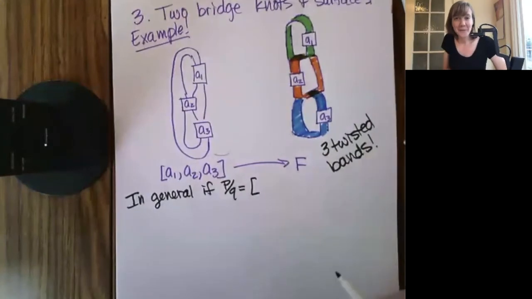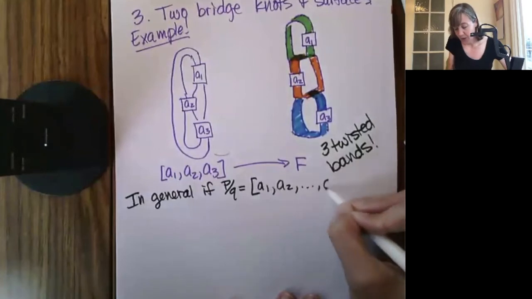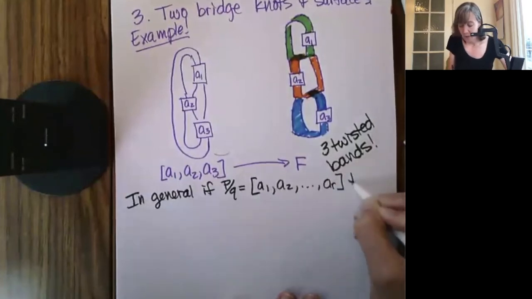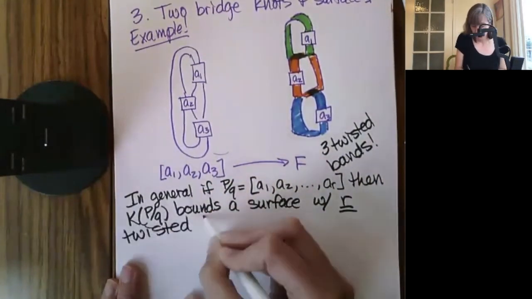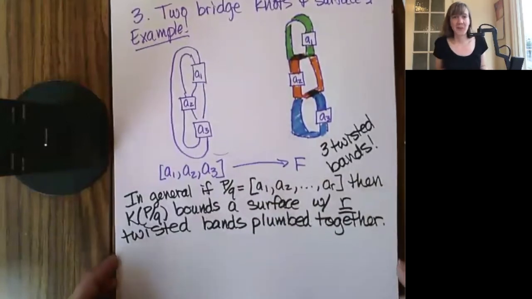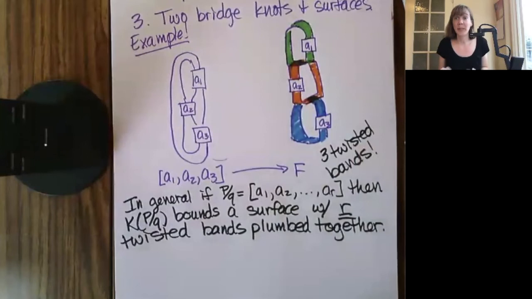So if we have a continued fraction expansion for P over Q that has numbers A1, A2, all the way out to A sub R, then, all right. And the nice thing about these surfaces is that you can readily tell just in a blink whether or not the surface you're creating here is going to be orientable or non-orientable. It's just by checking the parity of these twists on the bands. So if all the A_i are even, you'll be creating an orientable surface. Otherwise, non-orientable.